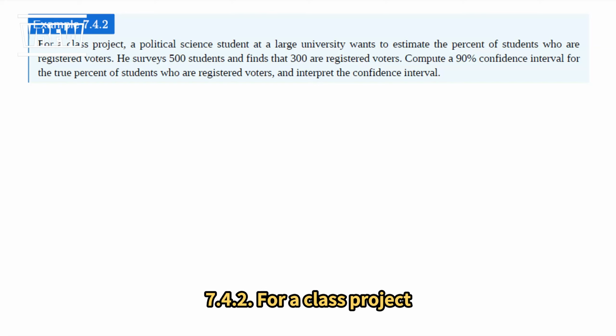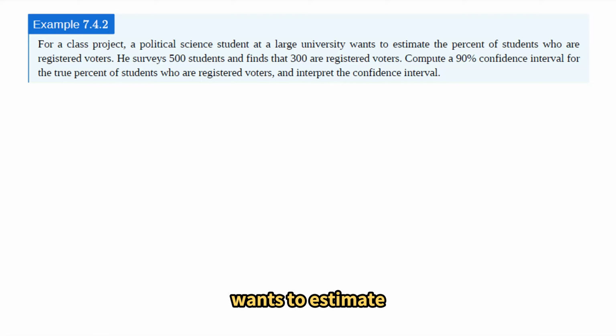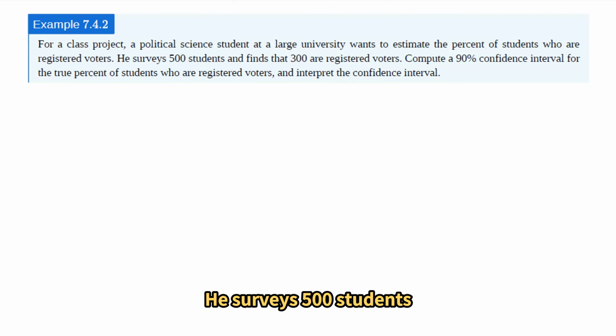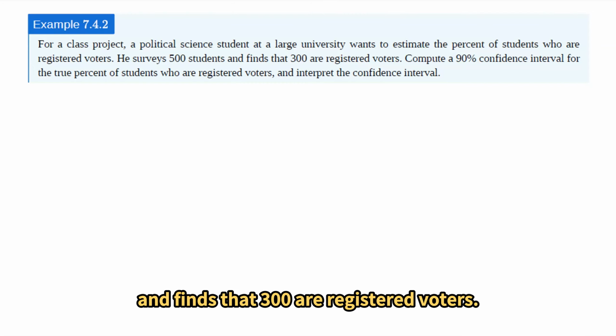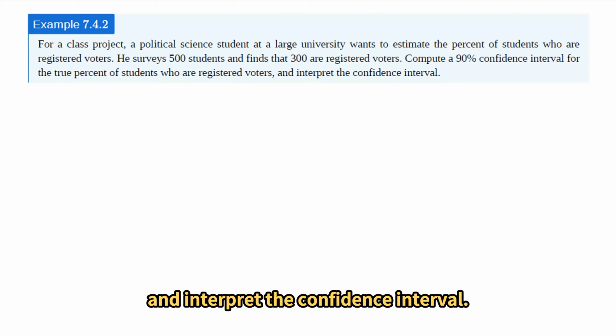Now let's look at example 7.4.2. For a class project, a political science student at a large university wants to estimate the percent of students who are registered voters. He surveys 500 students and finds that 300 are registered voters. Compute a 90% confidence interval for the true percent of students who are registered voters and interpret the confidence interval.